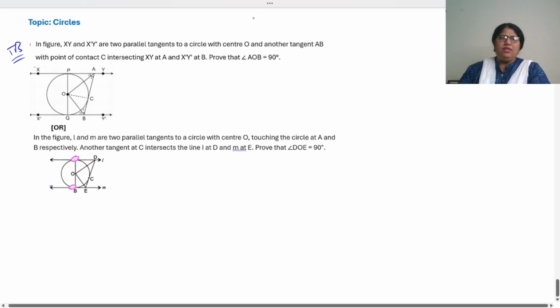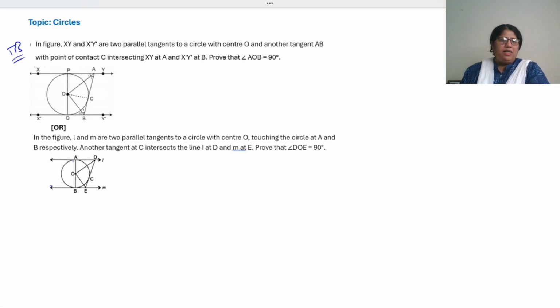These two are tangents and you will see that AB is going to be the diameter, because parallel tangents are always at the end points of the diameter. Another tangent at C intersects the lines L and M. You can see that this is tangent DE at C intersecting lines L and M at D and E, right? What you need to prove here is that angle DOE is going to be 90 degrees.